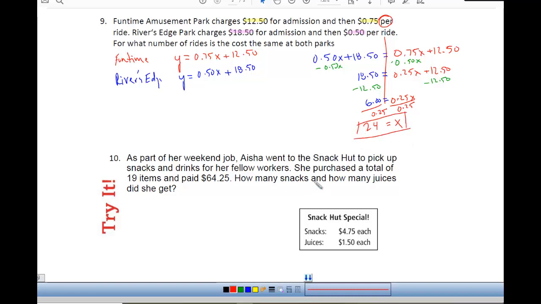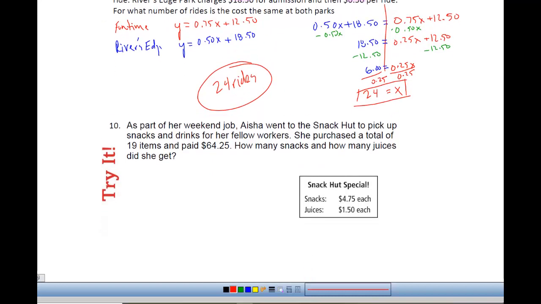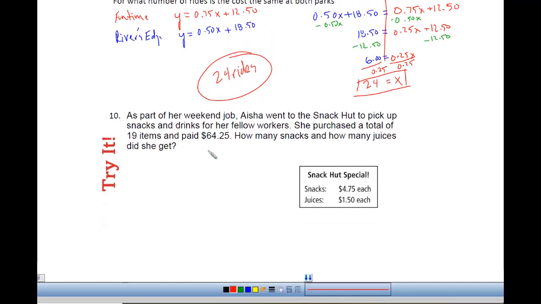Okay, so then it's going to take 24 rides before River's Edge is going to become the cheaper park. So the question they asked, for what number of rides is the cost the same at both parks? And that answer is 24. Okay, look down to the last one, number 10. Give it a try. You can pause the video, then come back and check.